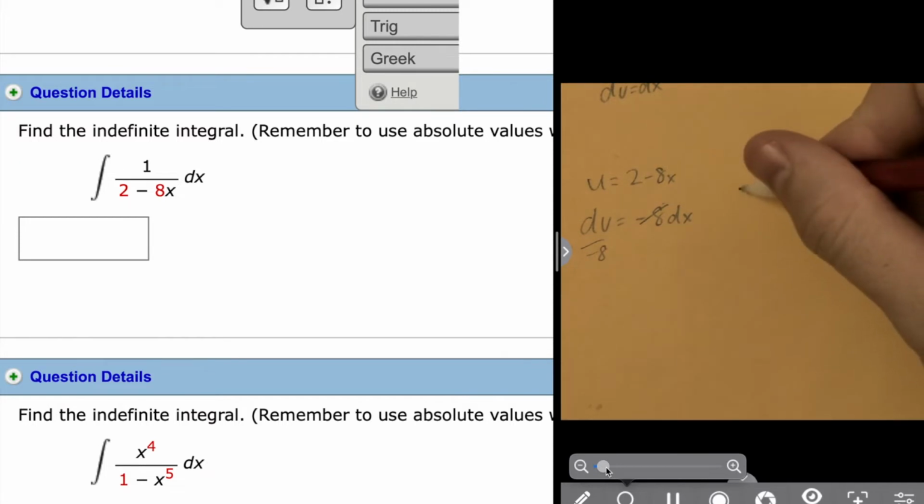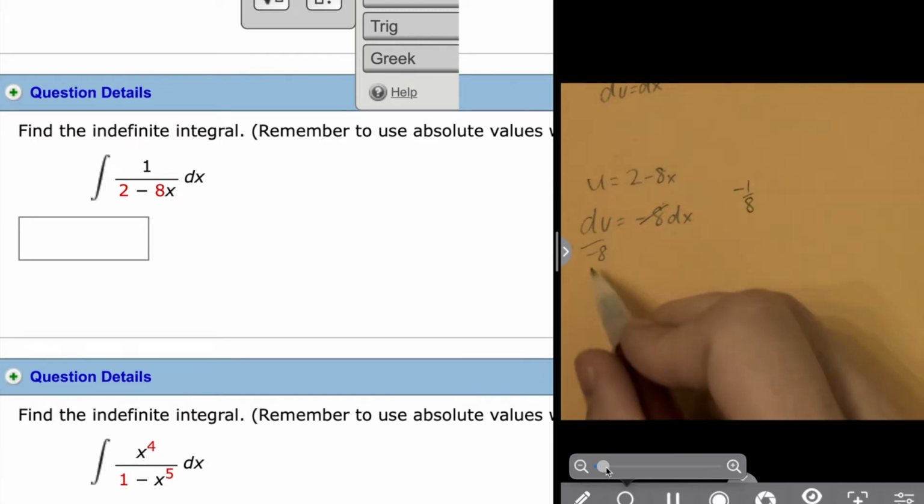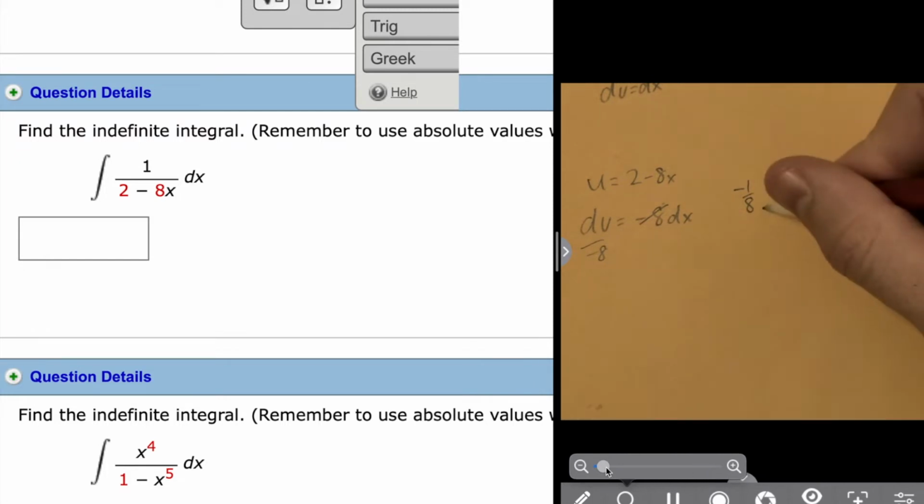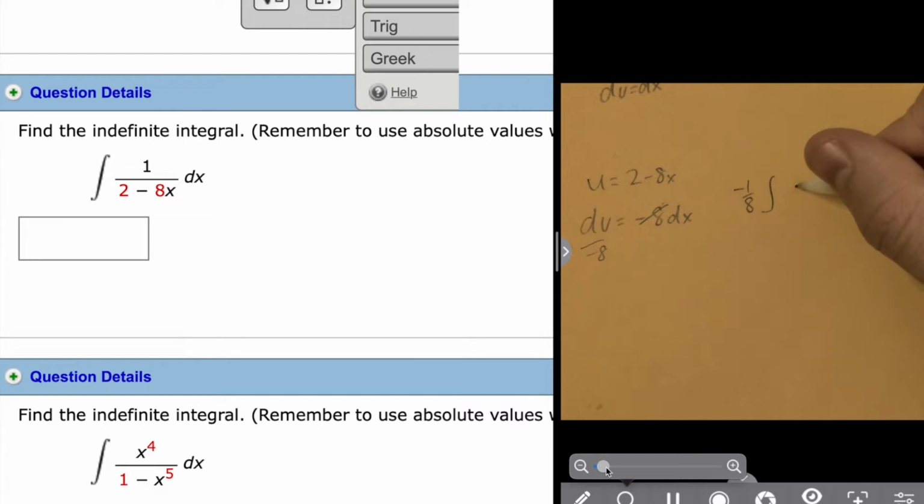But that's okay because since these are multiplying, I can just divide by negative 8, and now I have my 1 dx. So my new integral is negative 1/8. I always like to push out that constant multiple, or divisor in this case. So negative 1/8, and now I've got du over u. So again, we're in an ln situation.